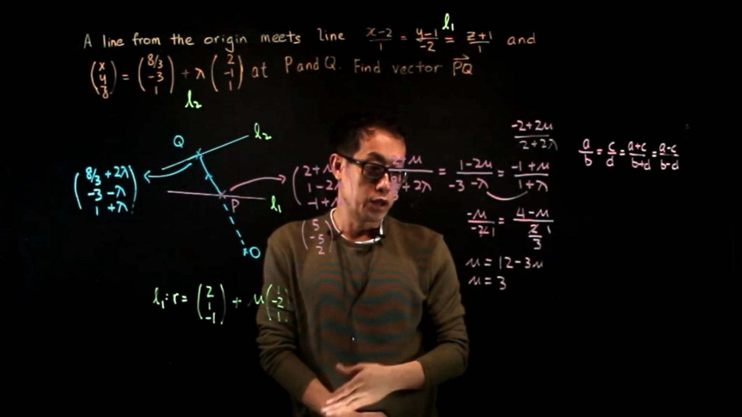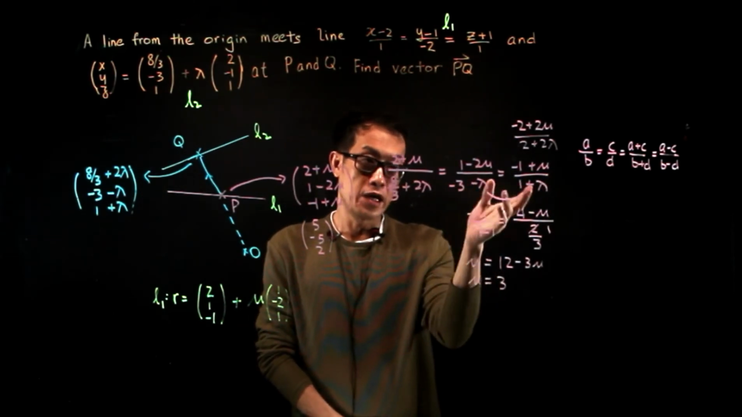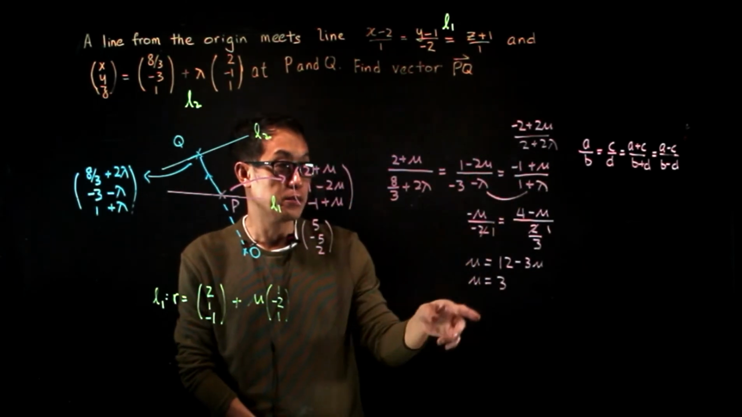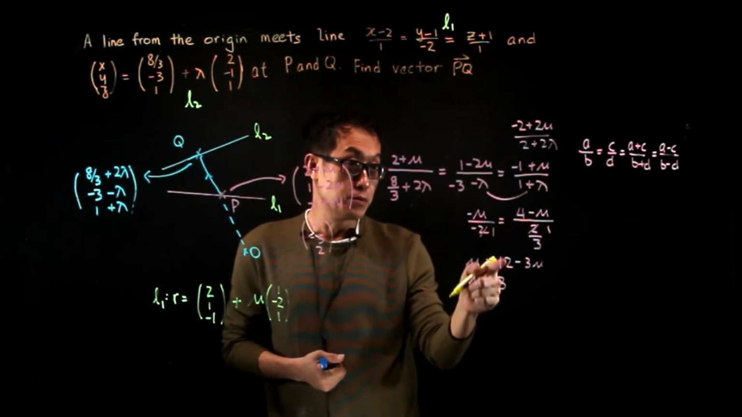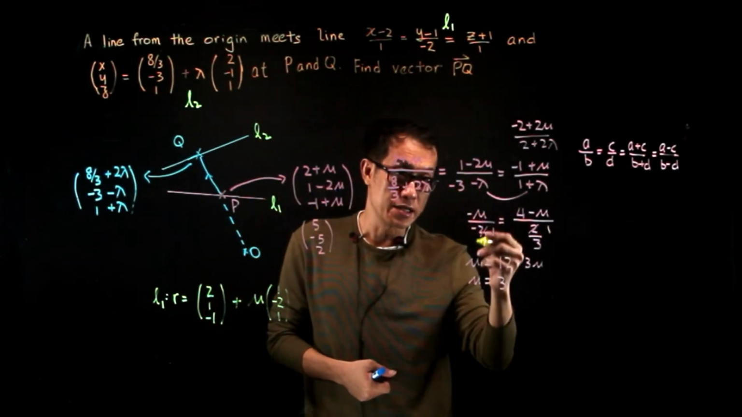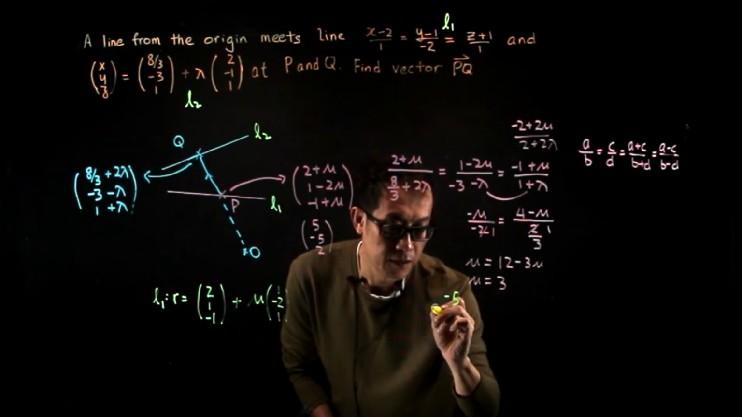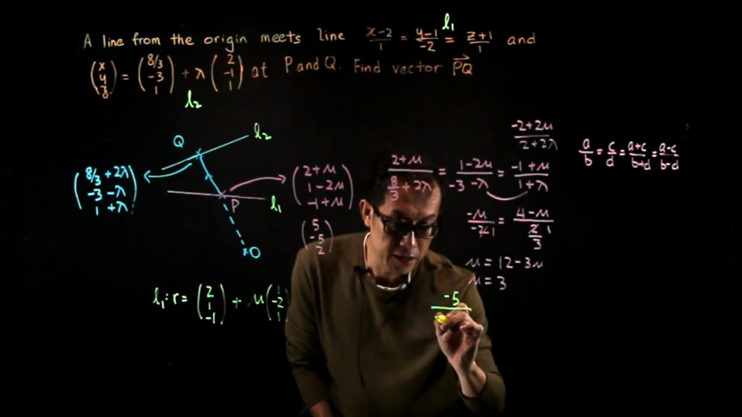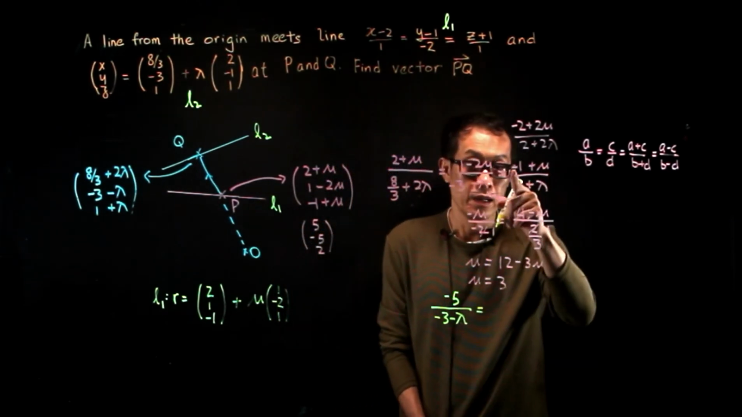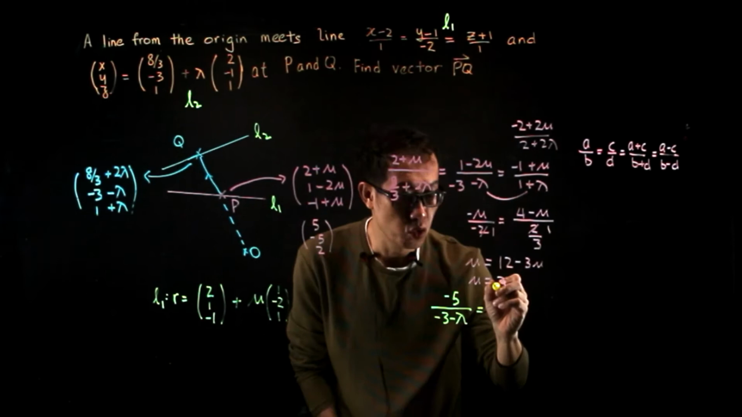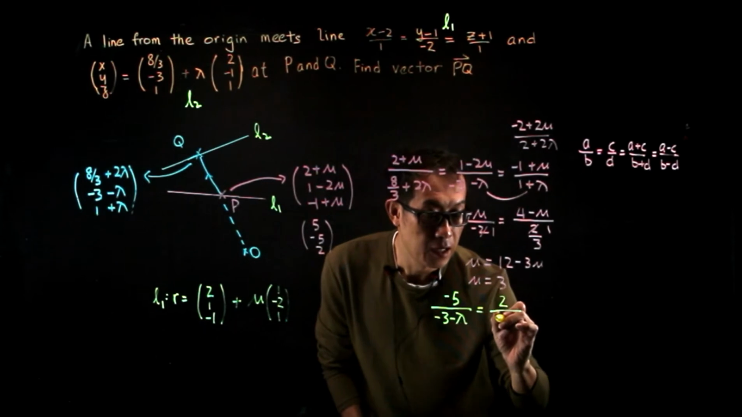Now, once we have gotten mu, we substitute mu into this and this, or any pair of expressions, and you will be able to get lambda. Let's use these two. So we substitute mu is 3 into this, so you get 1 minus 6 as a numerator, so you got minus 5. Denominator is minus 3 minus lambda. Over here, minus 1 plus 3, you got 2. Denominator is 1 plus lambda.